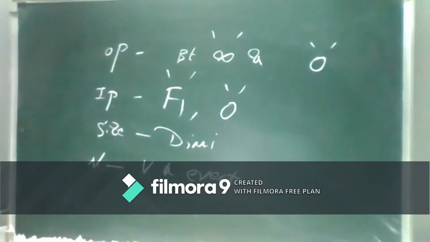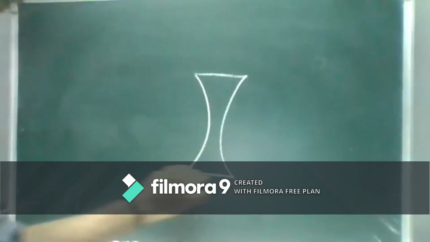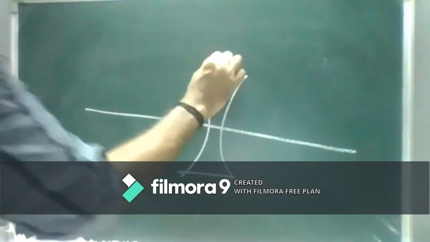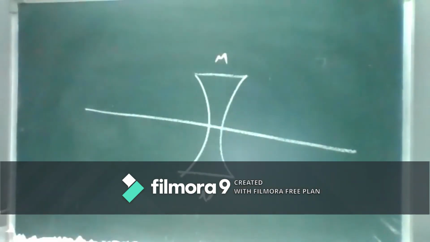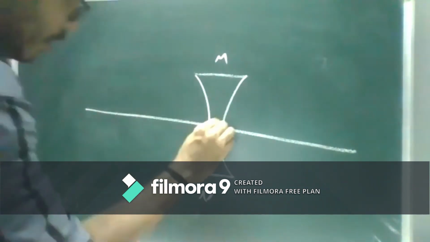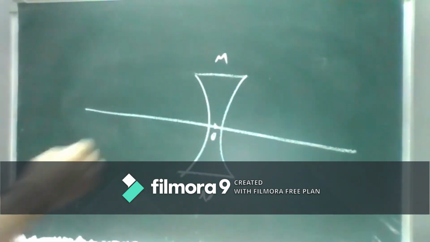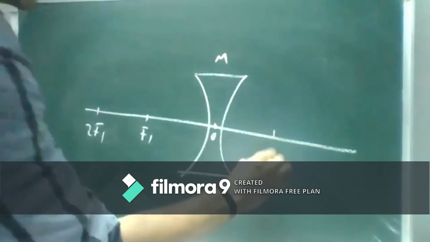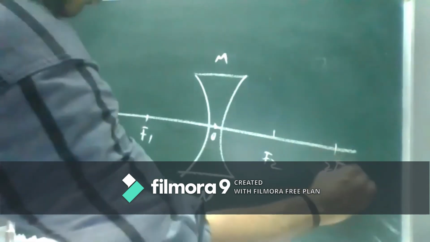So we'll see the ray diagram for this one. It is the last ray diagram for concave, and it is important, because questions are based on this, sometimes long ones. As usual, I'm taking a concave lens with a principal axis. The points are M and N, and this is the center point O. The focus is F1 and 2F1, and on the right side it is F2 and 2F2.